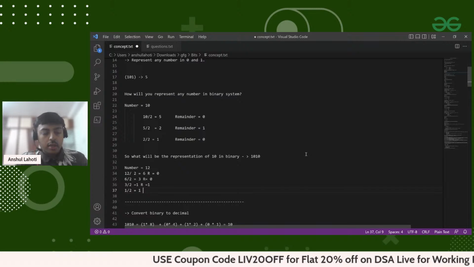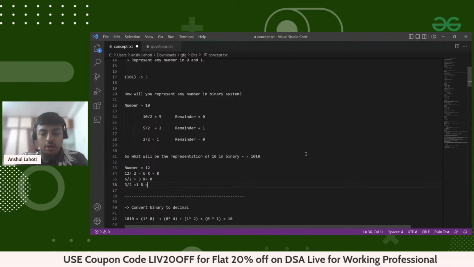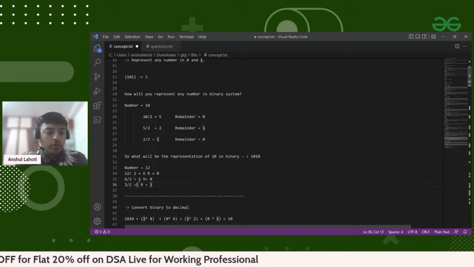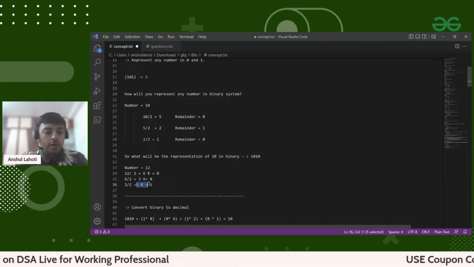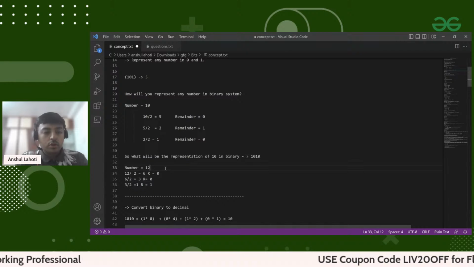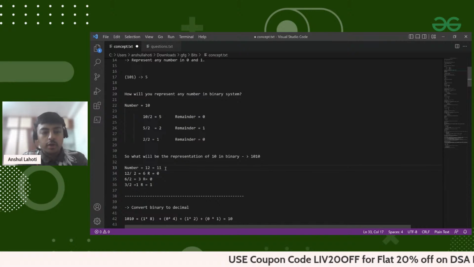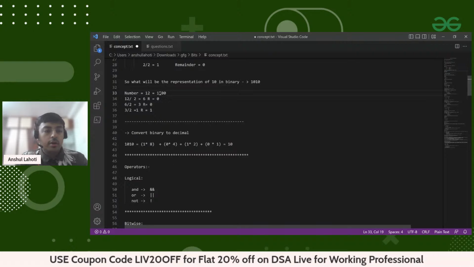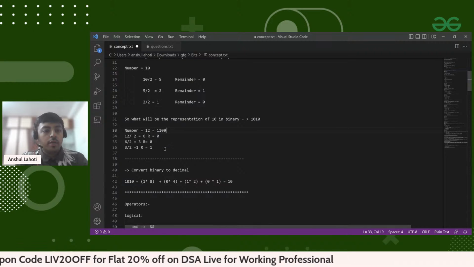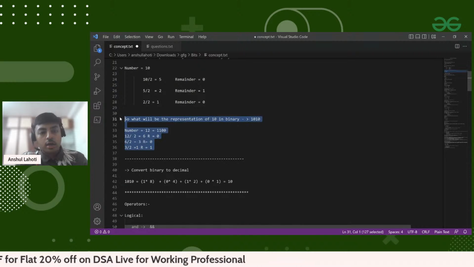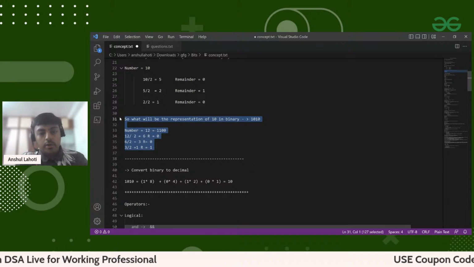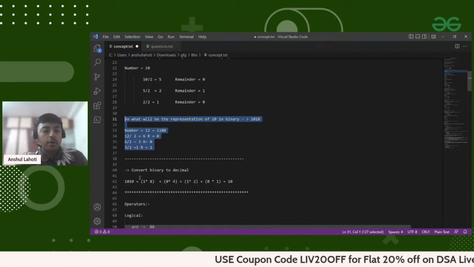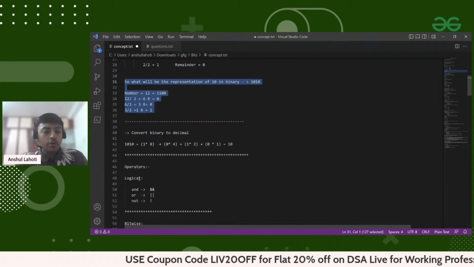Okay, we got the 1 here, so we don't have to divide again by 2. So here you got the binary representation of 12, 1100. So binary representation of 12 is 1100. So from this you got how to convert a decimal number into binary. But if you have to do the vice versa, if you are given a binary number, then you have to convert it to a decimal number.